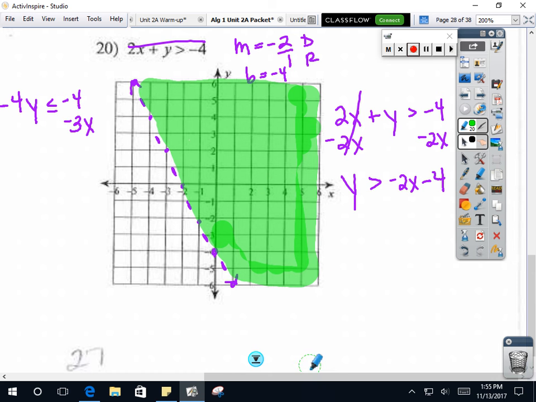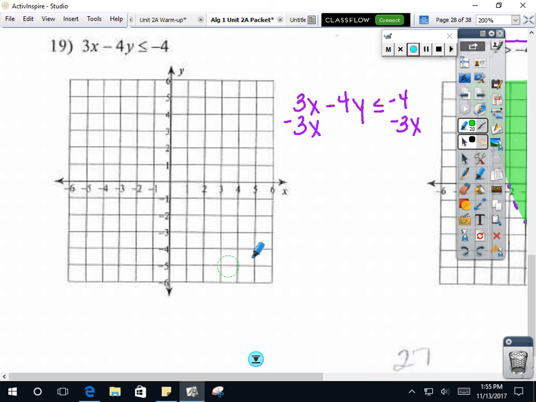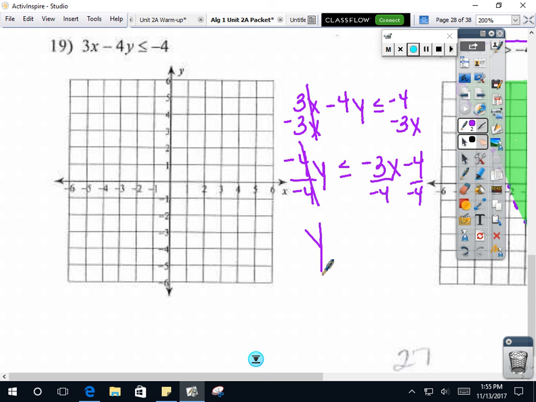Okay, now let's go back to number 19. Okay, so we started by subtracting the 3x. It'll cancel on this side, and now we have negative 4y is less than or equal to negative 4 minus 3x, or we could just say negative 3x minus 4. Now what do we do? Right? And so now what do I have?